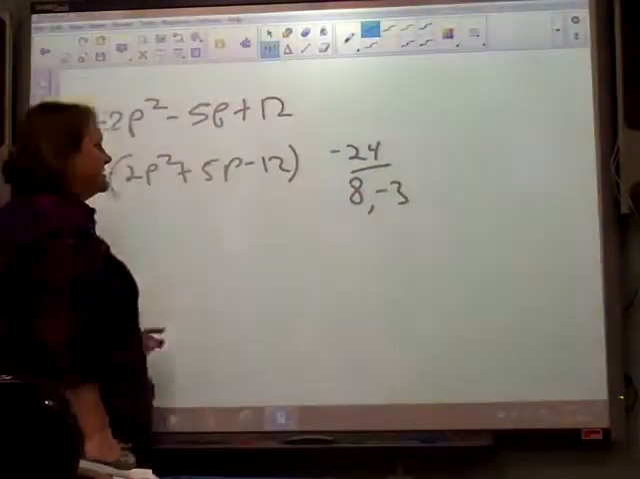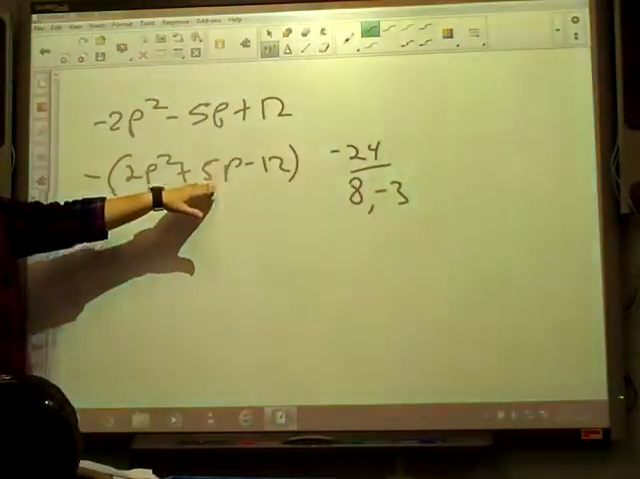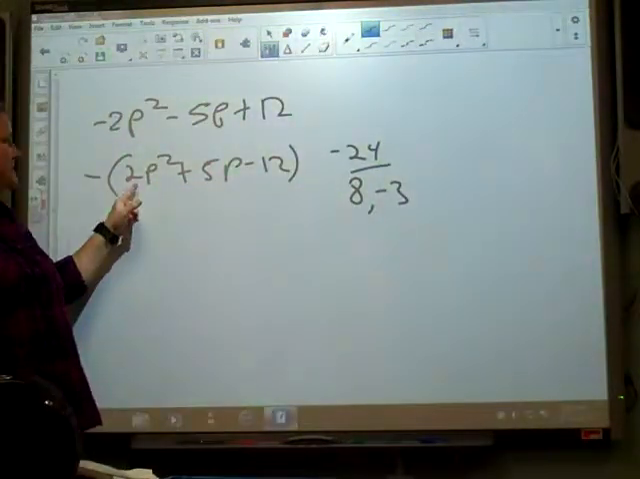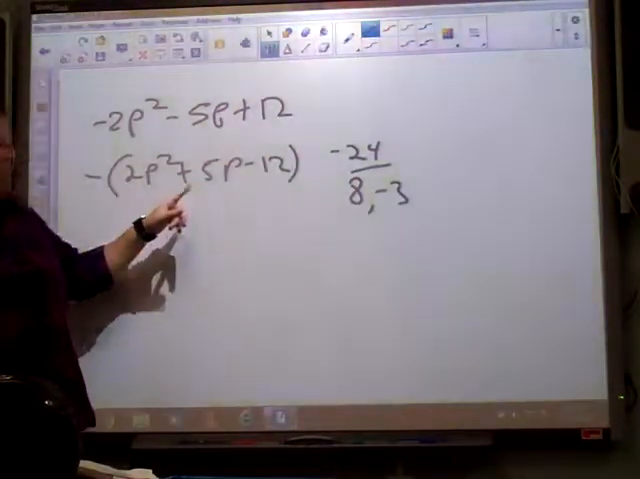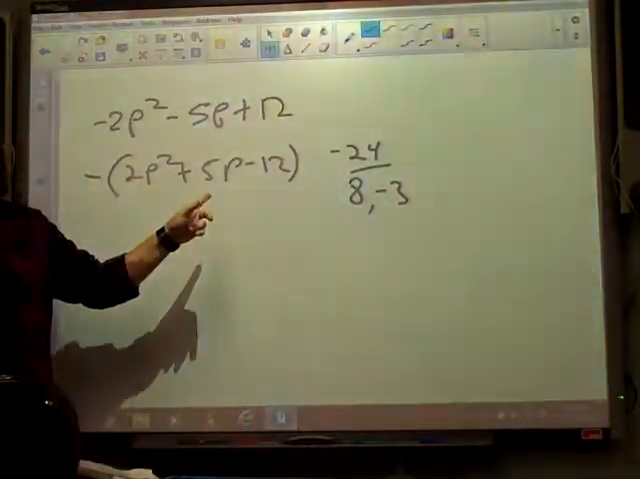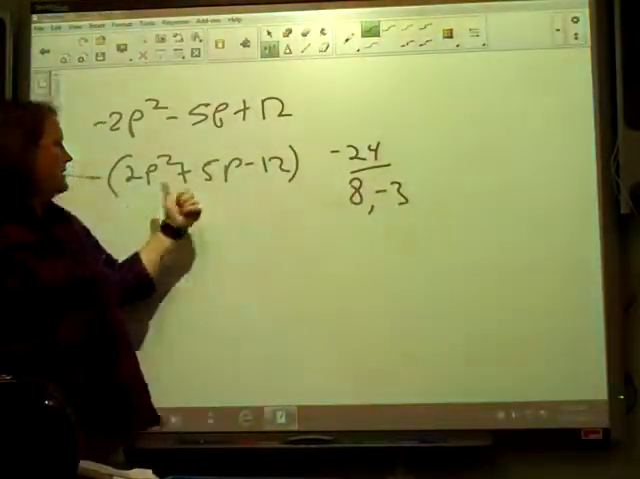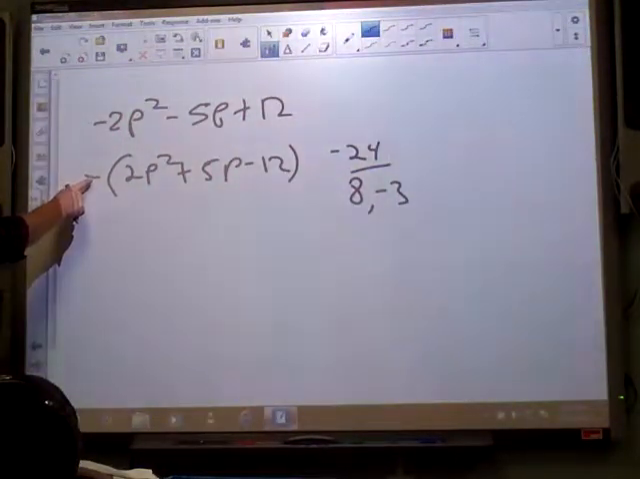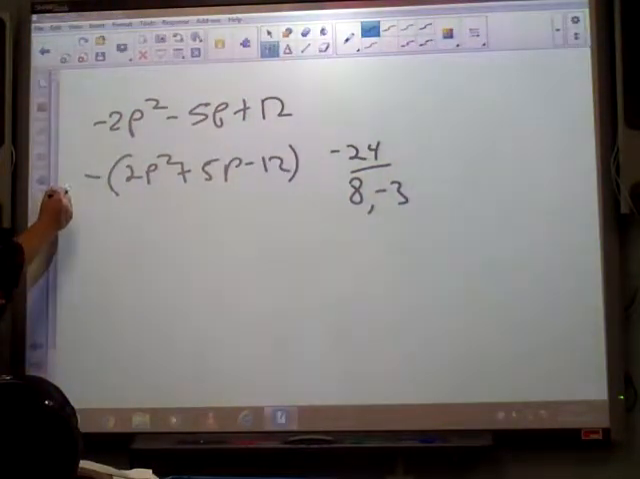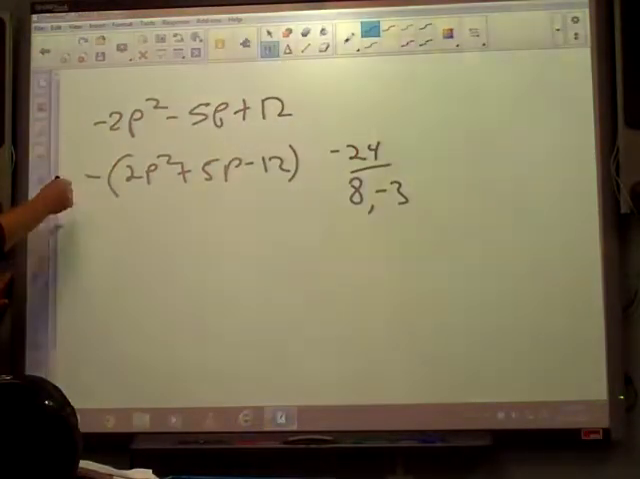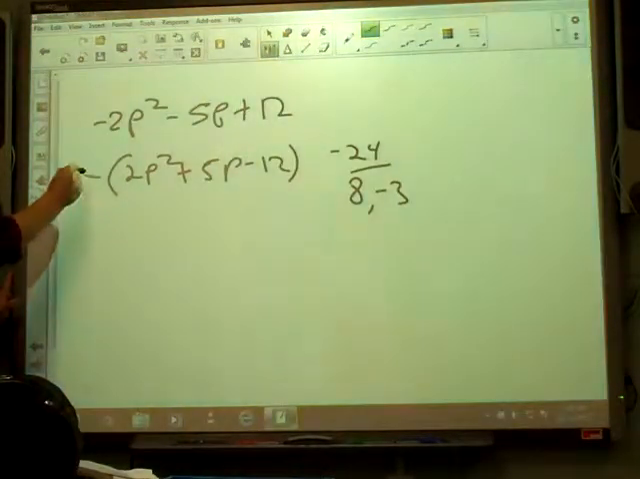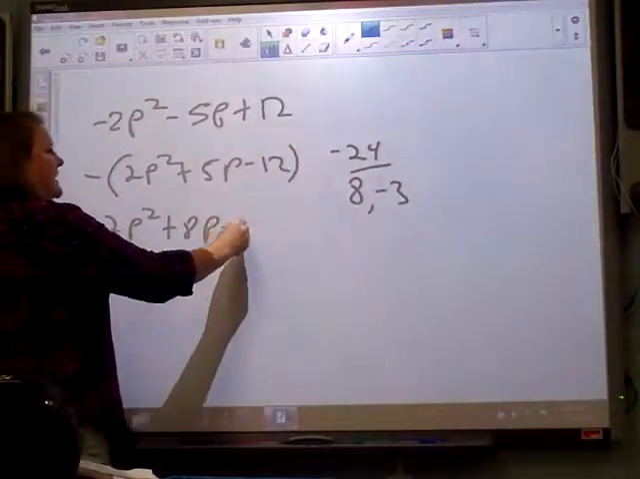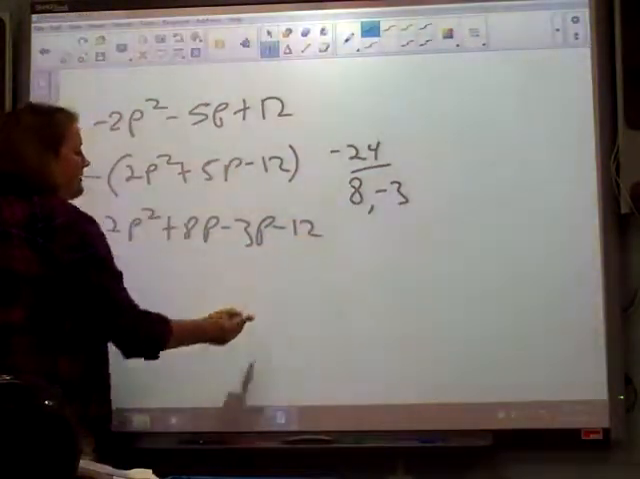Now, I'm going to substitute those in for the 5. So here's my thought process. I know 8 and 2 have something in common, and I know 3 and 12 have something in common. So I'm going to put the 8 closer to the 2 and the 3 closer to the 12. Okay? Hang on to this negative. Don't lose that negative. We're going to come back and pick it up when the bus makes its second round. 2p squared plus 8p minus 3p minus 12.